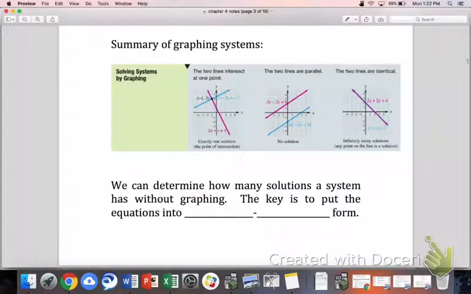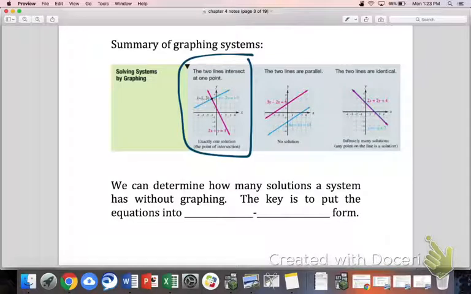Okay. There is a little bit of a summary down here that I just want to briefly go over. There are three ways that two lines can interact. The first one we've looked at, that is right here. That is where the two lines intersect in one point. That was like the first one we did. And this is like the second one we did, where the lines are parallel. They never cross, so there's no solution.